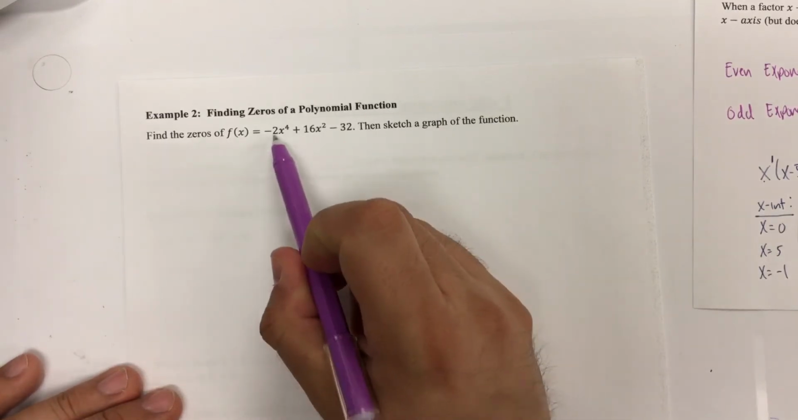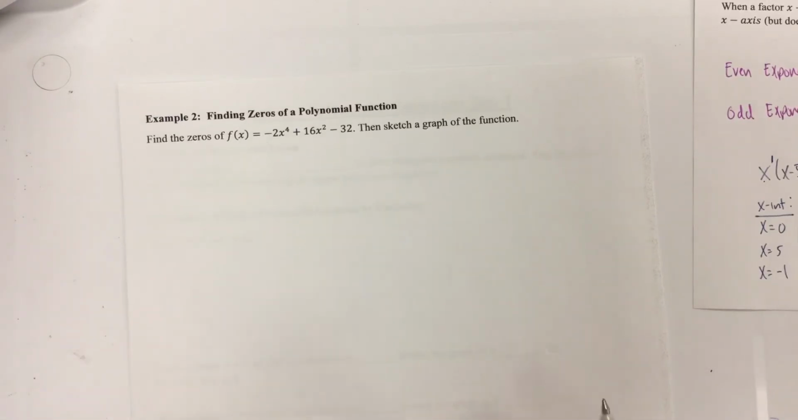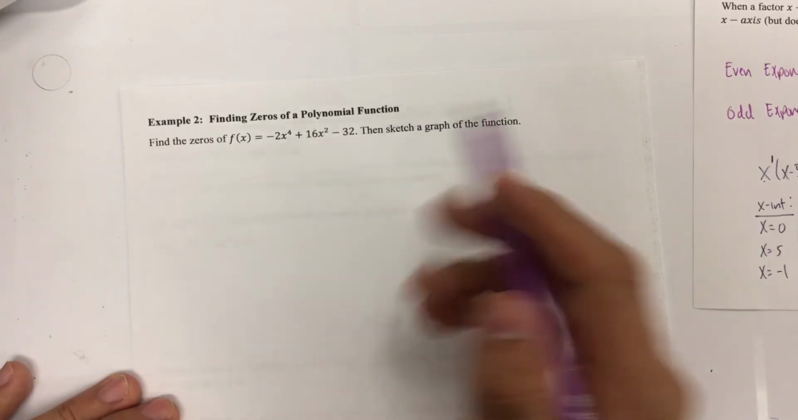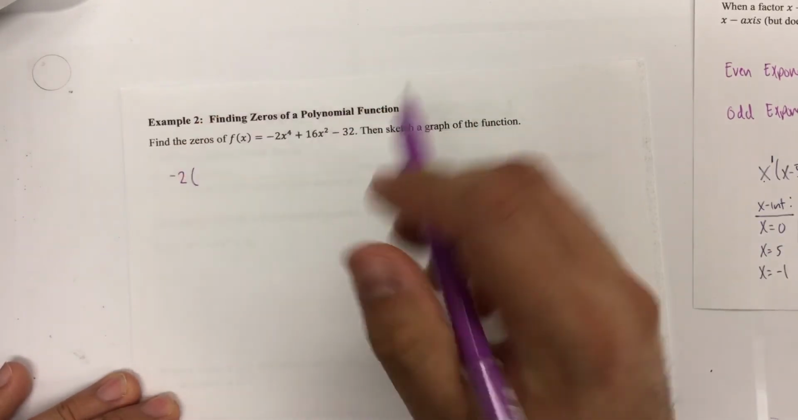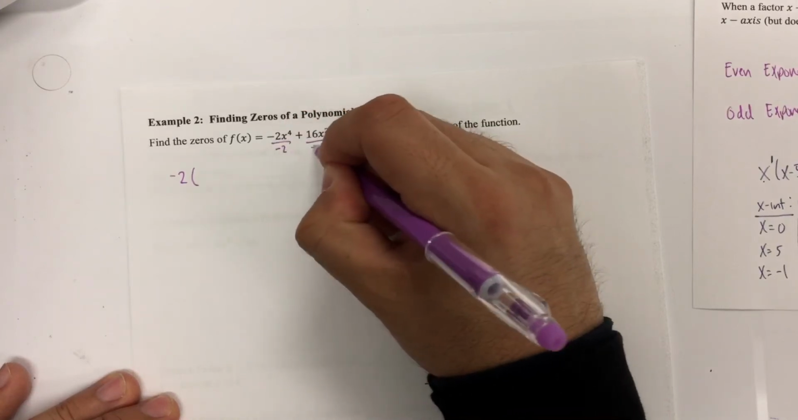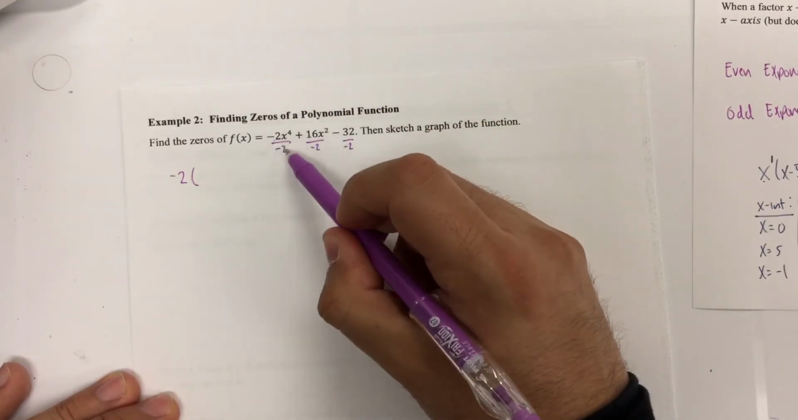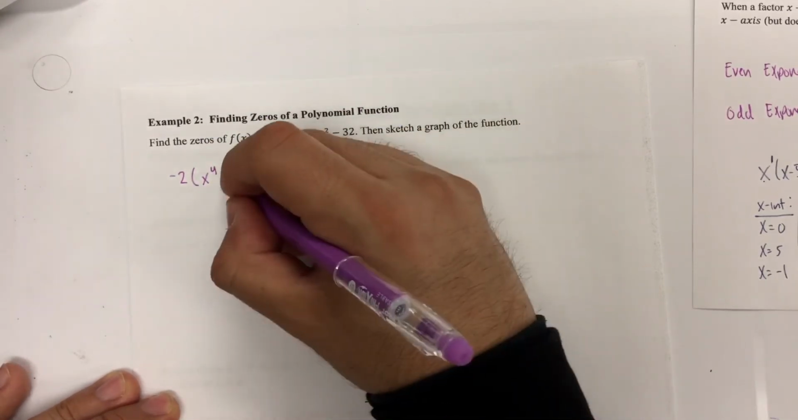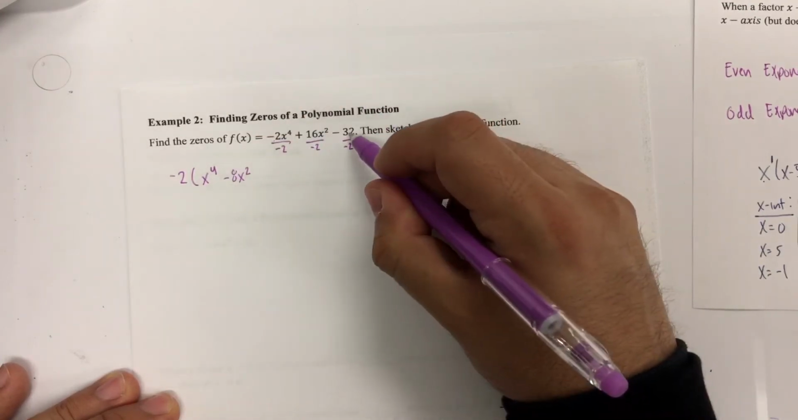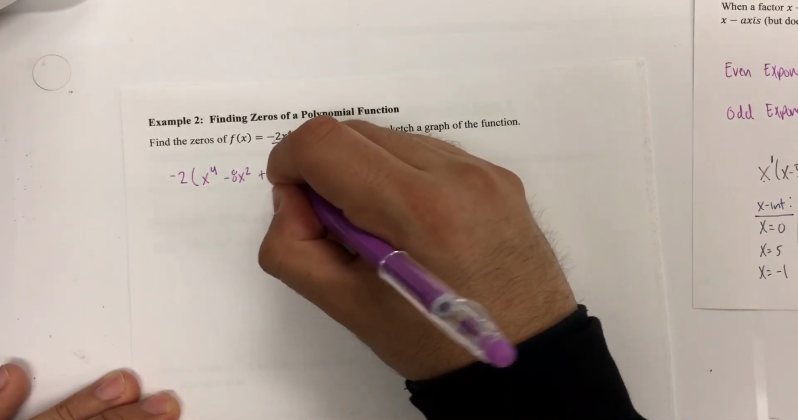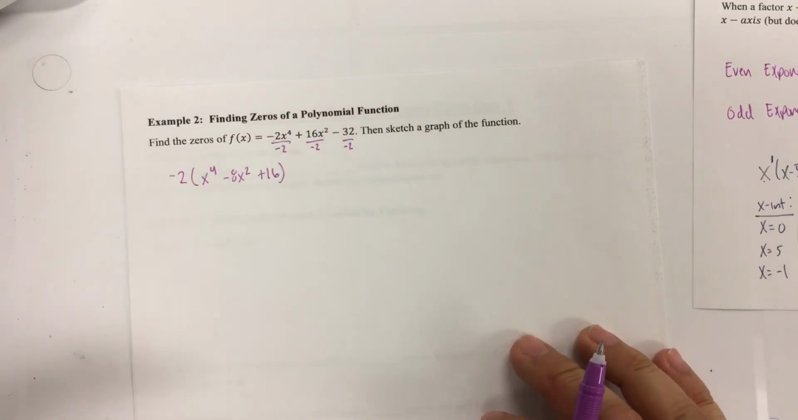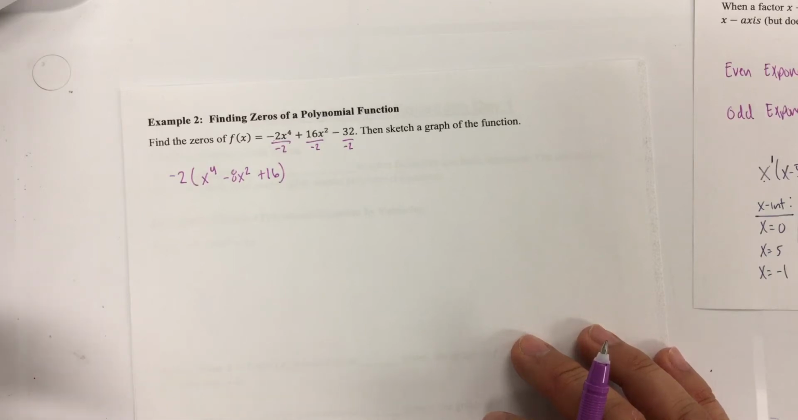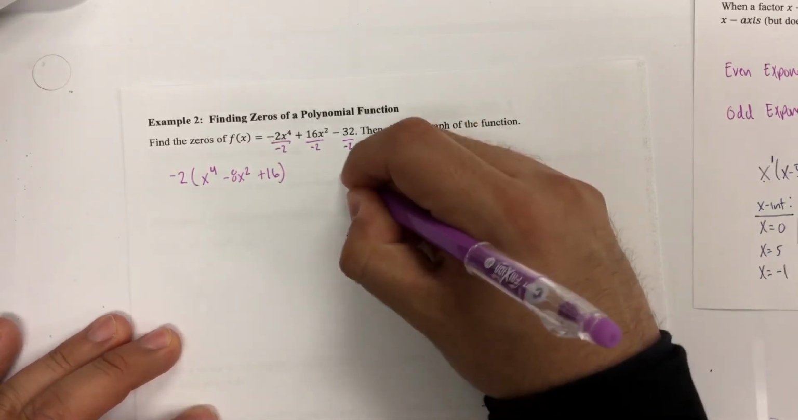In this case, I see they're all divisible by 2, and I want to make it -2 because I want my x squared to be positive. And these are the only ones with x's, so it's just -2. So I'm going to divide each one of these terms by -2. -2 divided by -2 is 1, so that's x to the fourth. 16 divided by -2 is -8x squared. And -32 divided by -2 is +16. At this point, you can do the x method, or if you can see that it's a perfect square trinomial, you can do that. But let's go ahead and factor it just so you can see what's happening.